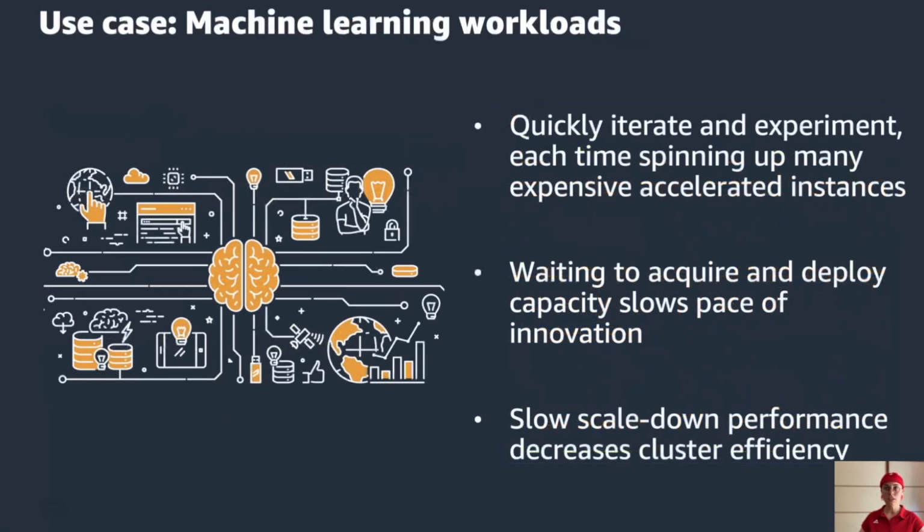In use cases like machine learning or batch workloads, quick experimentation is essential. Having to configure node groups and obtain additional resources can slow down the pace of innovation. To address these challenges and improve cluster utilization and efficiency, tools like Karpenter were developed.